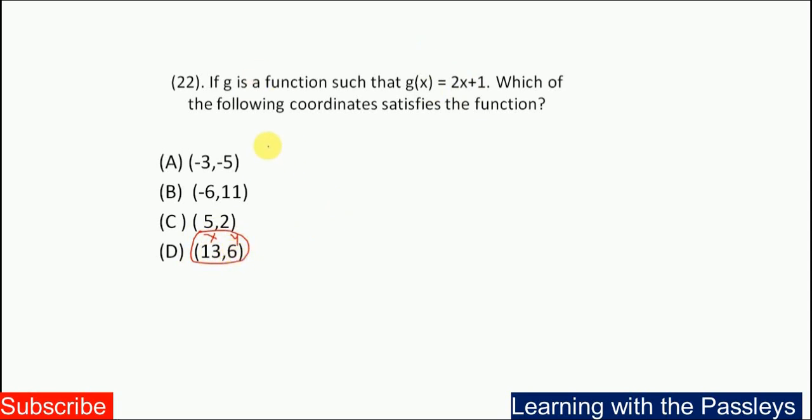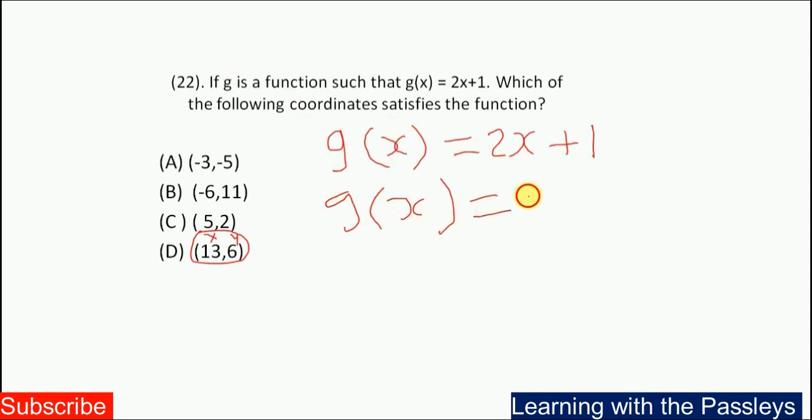So let's go. We're going to write g(x) equals 2x plus 1. This is the function that we are going to use to solve this problem. So now g(x) equals, what is x? x here is 13. So we're going to put 13 in this bracket, plus 1.